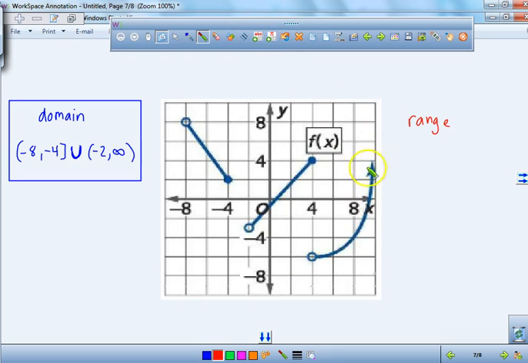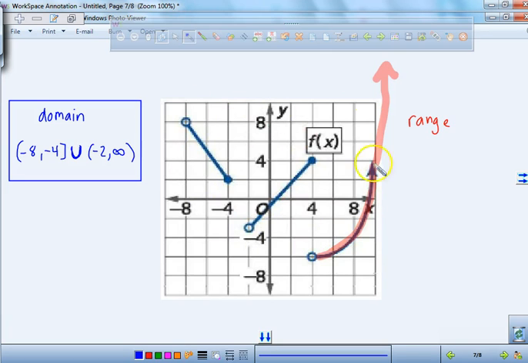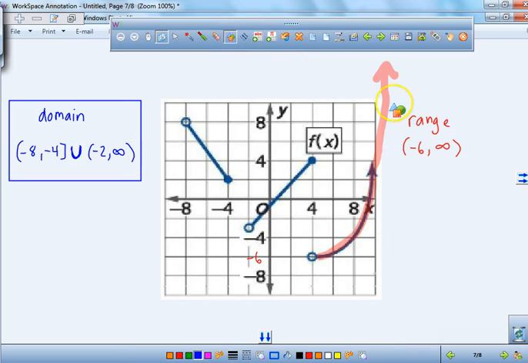This little arrow right here lets you know it's actually going up forever, which means it's continuing to go up no matter what. So all of these points of the range are already included in this section of the graph. If we were going to write the range in interval notation, we would put a soft bracket, because the lowest point it gets is at -6, and it goes up forever to infinity. So this would be the range in interval notation.